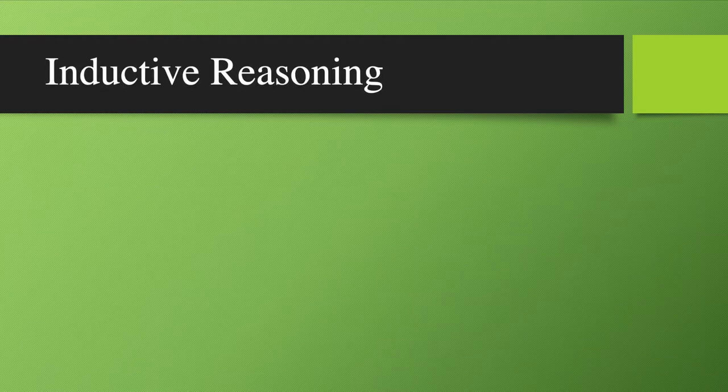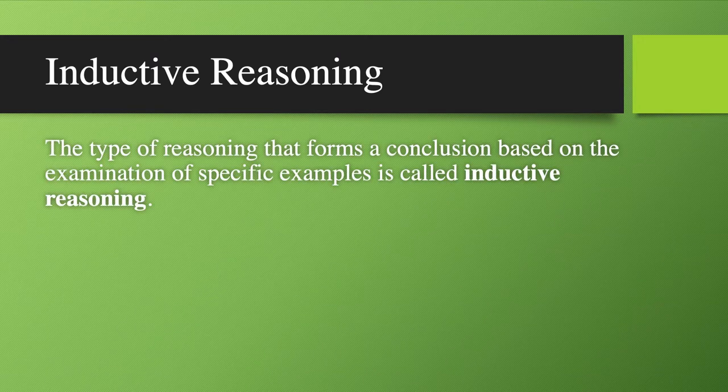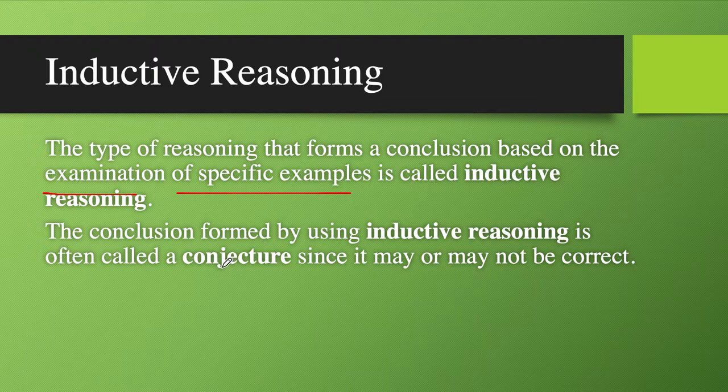So inductive reasoning, what is it? It is the type of reasoning that forms a conclusion based on examination of specific examples. The conclusion formed by using inductive reasoning is what we call a conjecture, since it may or may not be correct. Again, a conjecture is an open problem. It is waiting to be solved.